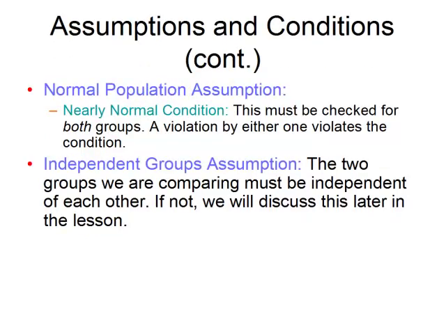The normal population assumption. This must be checked for both groups. A violation by either one violates the condition. The independent groups assumption: the two groups we are comparing must be independent of each other. If not, we will discuss this later in the lesson.